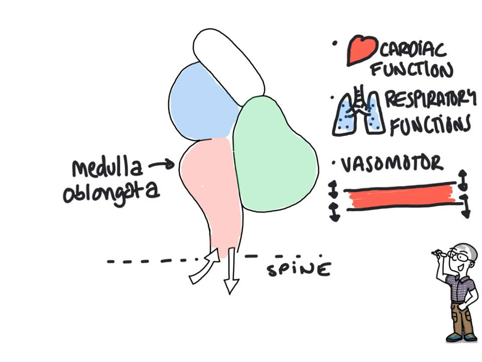Let's think why that might be important. Why would we need to control the diameter of blood vessels? Well, by altering the diameter of blood vessels, we control blood pressure, and that will influence the flow of oxygen and fuel to cells, and this will be important when we look at things like the stress response.